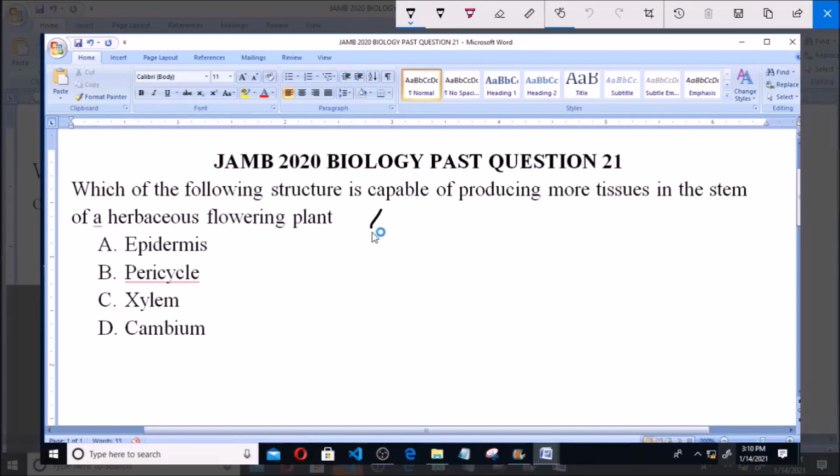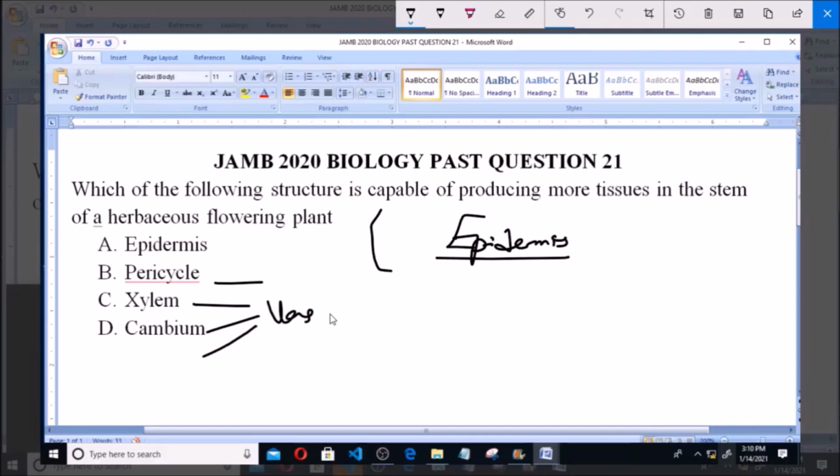Now, in the stem of a herbaceous plant, we have the epidermis. Now the epidermis is the outer layer of the stem that covers it. It's formed like a cuticle that covers the stem. It protects the stem. Then we have what we call the pericycle. Also we have the xylem. The xylem, the cambium, and the phloem make up what we call the vascular bundle.